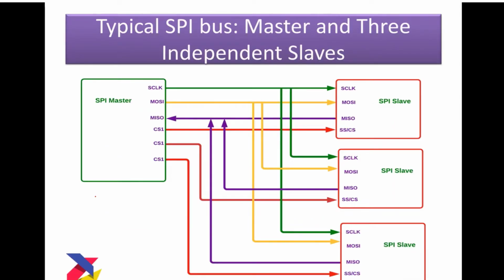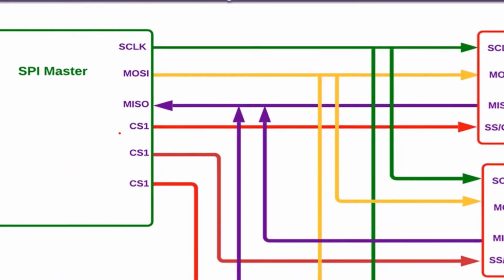Now we are going to discuss the single master and 3 independent slave configuration. We have a single master here, and there are 3 independent slaves. In this configuration, there is an individual slave select line for each slave. You can find here SS1 or CS1, SS2 or CS2, SS3 or CS3. So the master holds only one slave select at a time.